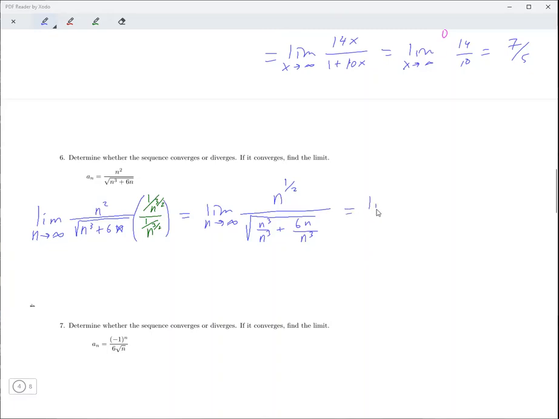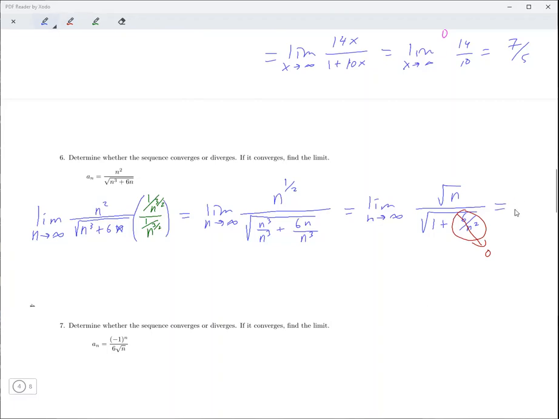So we get that. I could write the square root of n. And of course, this is going to go to 0 as n gets larger. So you're taking 6 divided by n squared. That's dividing by large numbers. You make small numbers. And so what's the limit going to be?